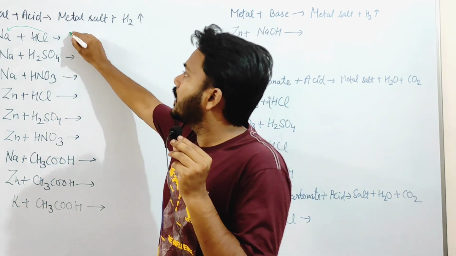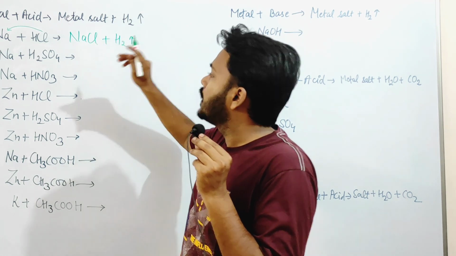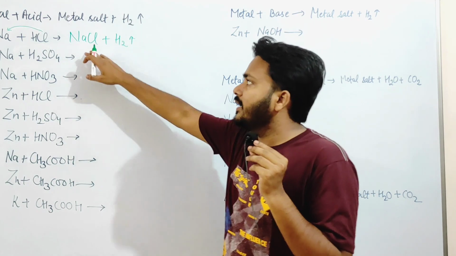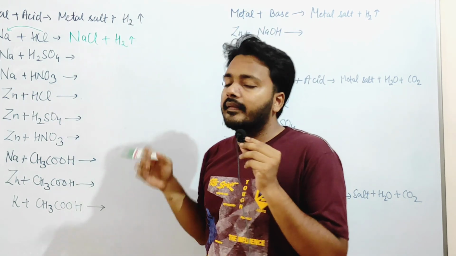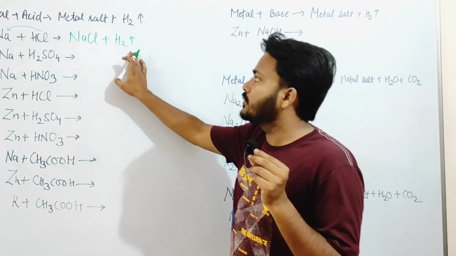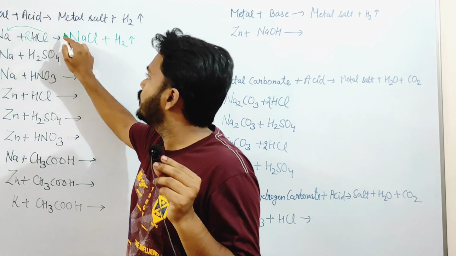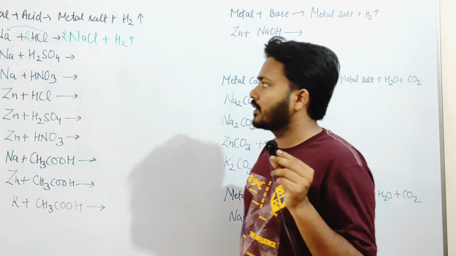So what will be the product? NaCl plus hydrogen. Now in this reaction we have made NaCl and hydrogen. NaCl is a metal salt and hydrogen gas is liberated. Okay, let's balance the reaction. Hydrogen on the right hand side there are 2, so we have to multiply here by 2, 2, 2. This is the complete balanced reaction.